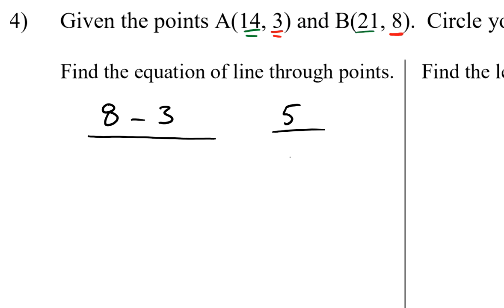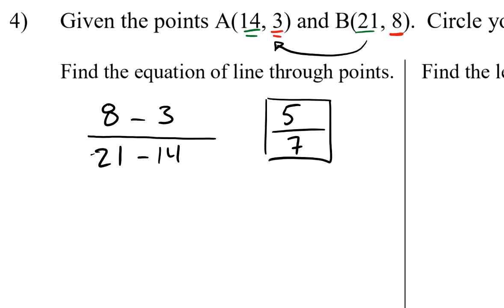And then same thing for x. I'm going to take 21 minus 14, and you'll notice that I'm going the same direction each time. I'm starting from point B, and I'm subtracting the corresponding value from A. So 8 minus 3, 21 minus 14. And of course 21 minus 14 gives me 7. So I have a slope here of up 5 over 7. And that's certainly going to be part of my answer, but it's not my answer yet.